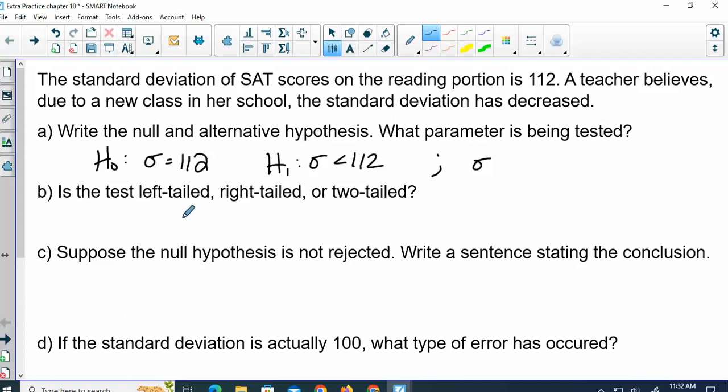All right, do we call this left, right, or two-tailed? Left. Less than is left, greater than is right, not equal to is two-tailed.